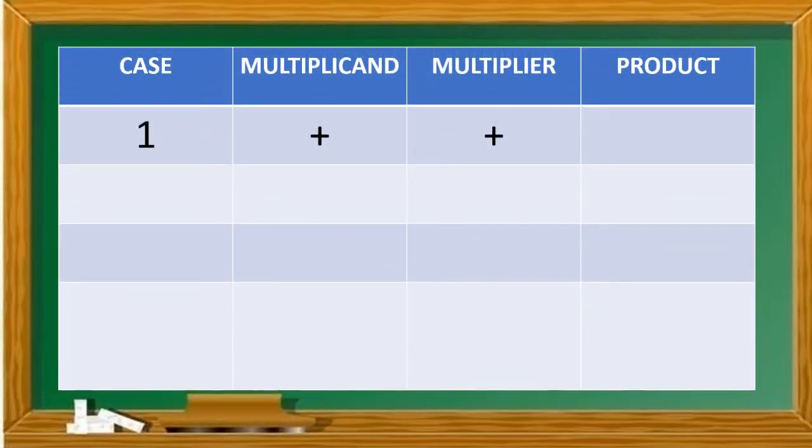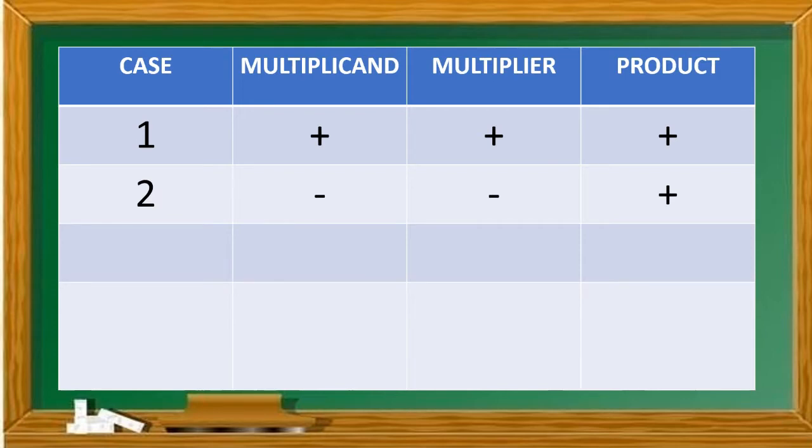Let us have first a review of what you had learned in our previous lesson. Complete the table by answering positive sign or negative sign in every case. Are you ready? What is the product if the multiplicand is positive and the multiplier is positive? Correct. The product is positive. For the second, if the multiplicand is negative and the multiplier is negative, what will be the product? Excellent! The product is positive.